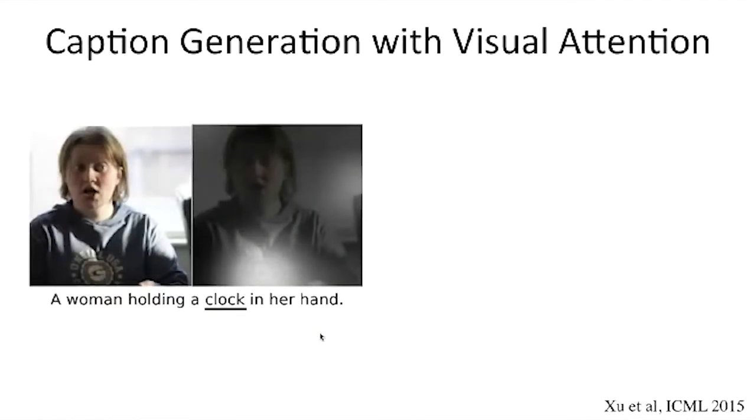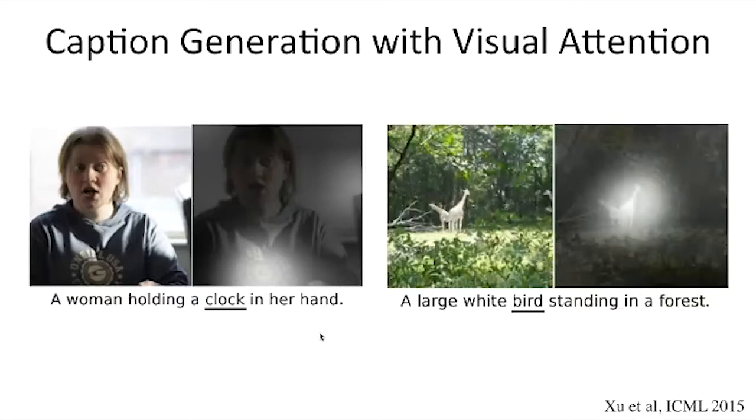So for example, this is a caption: a woman holding a clock in her hand. When you look at the word clock, it focuses on the t-shirt pattern of the person. And so it confuses the pattern with a clock, right? Here is another example: a large white bird standing in the forest. If you look at when it generates the word bird, it actually zooms in and confuses giraffes with a bird, right? Because it's pretty much thinking, this must be a forest, and we have birds in the forest. So it gives us a little bit of explainability as to why the model does what it does.